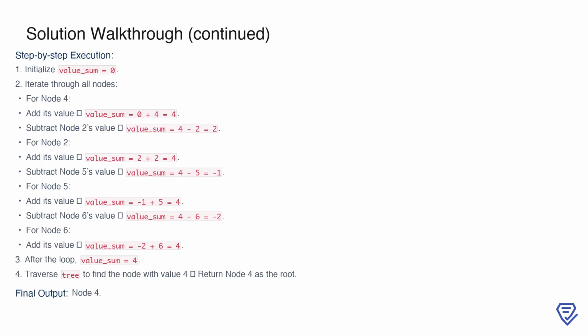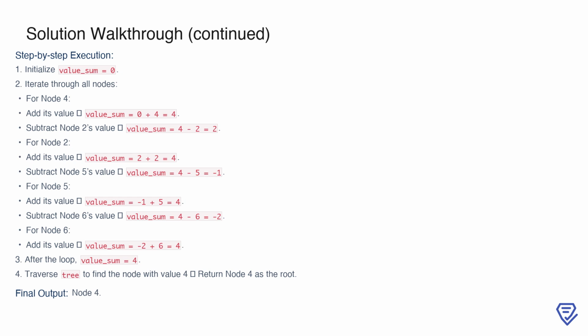Here, we repeat the process of calculating value_sum. Starting with node 4, adding its value gives us value_sum equals 4. Then, subtracting the value of its child, node 2, reduces value_sum to 2. Next, for node 2, adding its value brings value_sum back to 4, and subtracting the value of its child, node 5, results in -1.